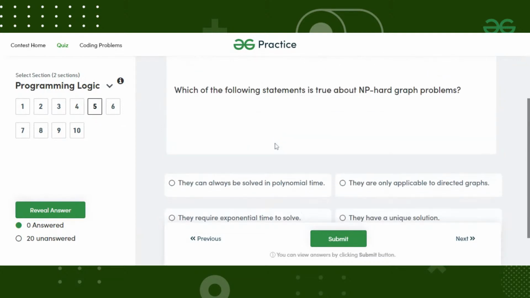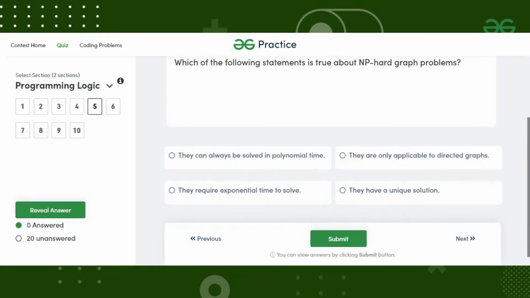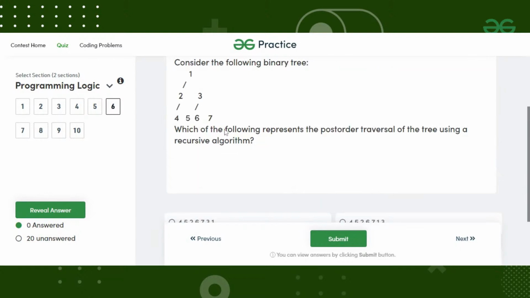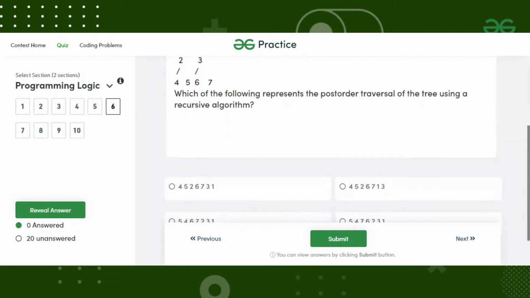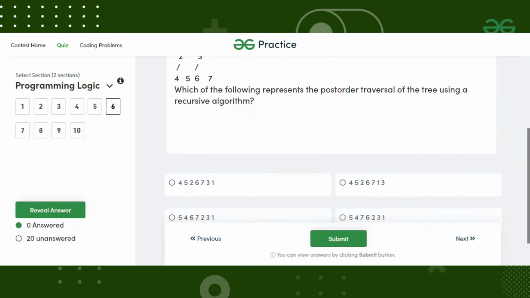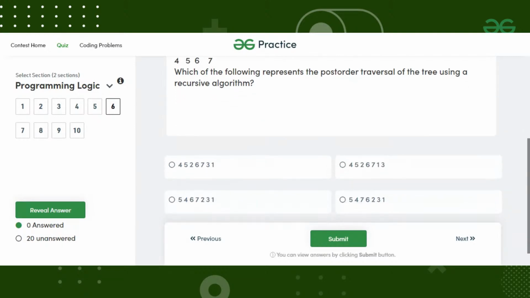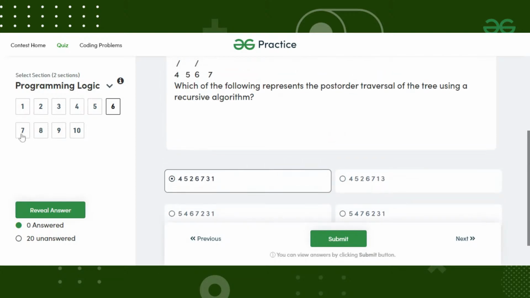Next, we have, which of the following statements is true about NP hard graph problems? Okay, so the correct statement is that they require exponential time to solve. All right. Next, we have, consider the following binary tree. Which of the following represents the post order traversal? So what is a post order traversal? It means first left, then right, then root. All right. So if we traverse in this way, then you'll get the correct answer as this. All right, option A.